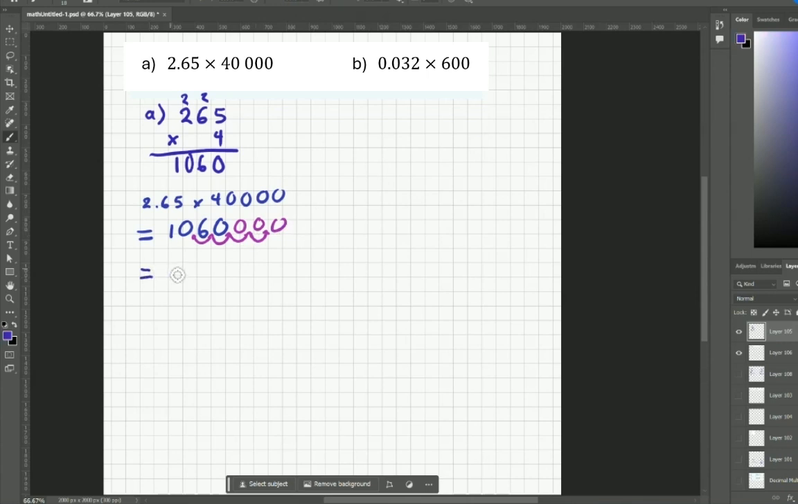Then restate the answer as 106000.0. Right? 106,000. And that's our answer.